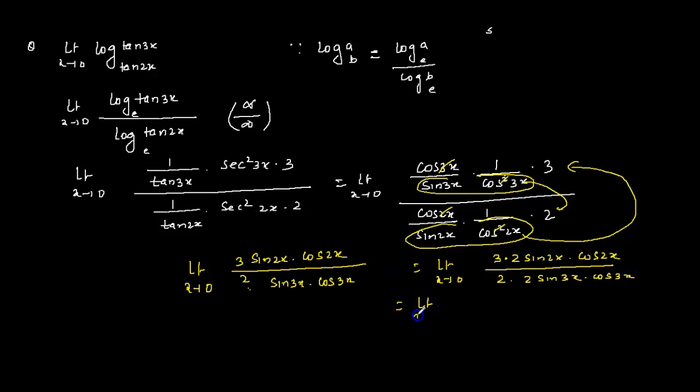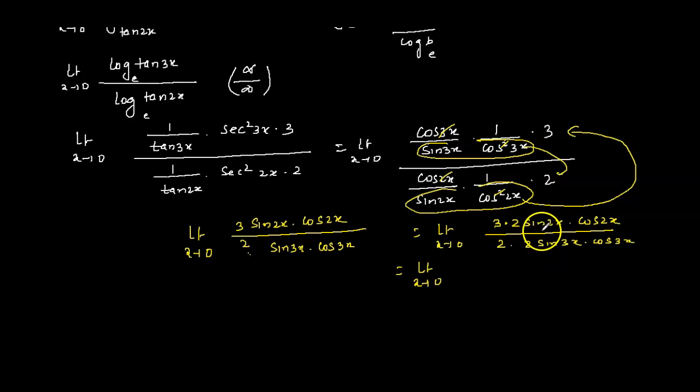I just multiplied and divided by 2. Why did I do this? Because I can write 2 sin x into cos x as sin 2x. So sin 2x becomes sin 4x, and the 2 stays as it is, and the other one becomes sin of 6x, because 2 sin into cos is sin 2x. Now put x tends to 0.